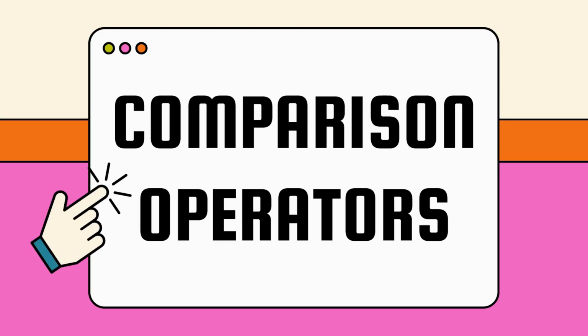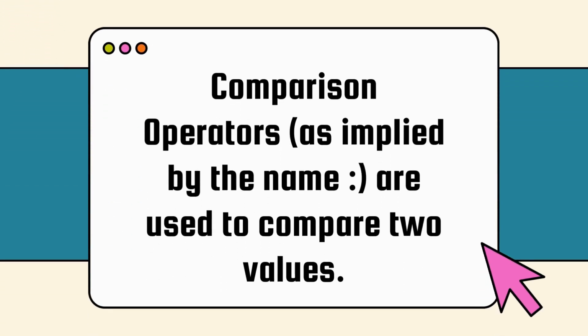So today we'll be looking more closely at comparison operators step by step. Comparison operators, as implied by the name, are used to compare two values. So comparison operators are basically the characters we put in between two values to tell us if their relationship is true or false. Now that's key to remember. They return true or false to the comparison that is made.